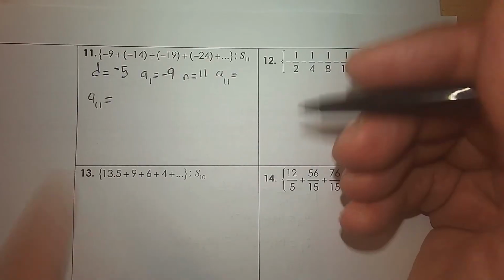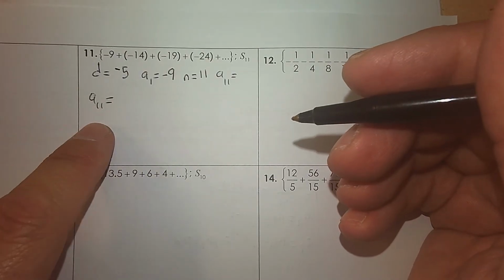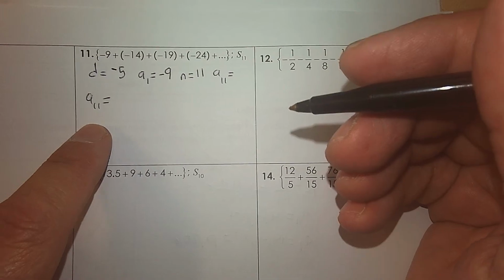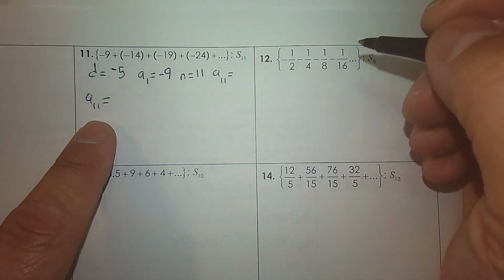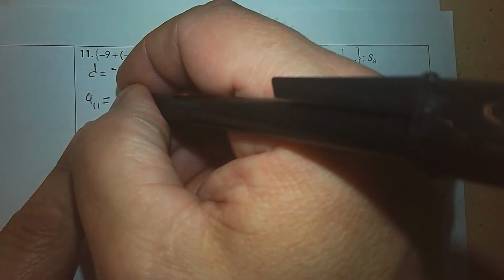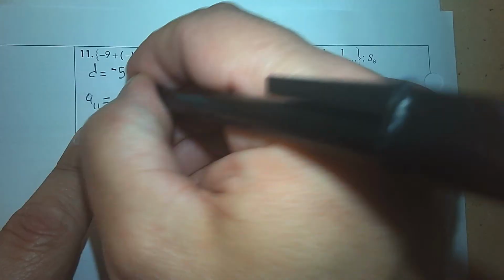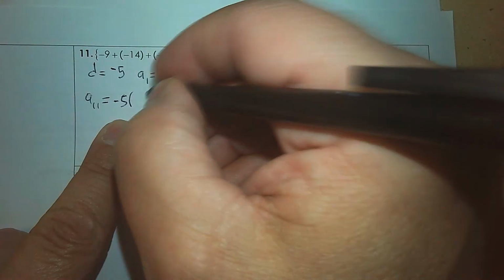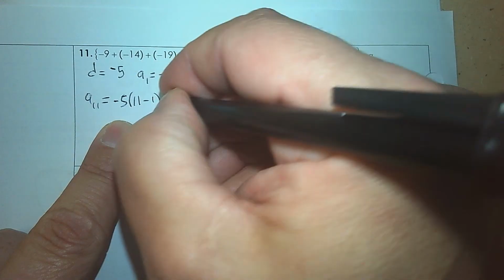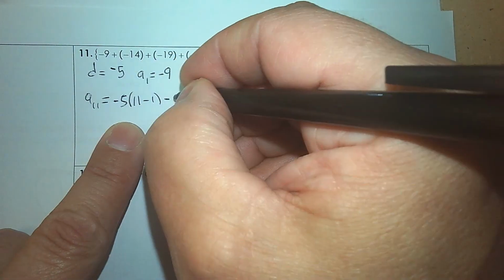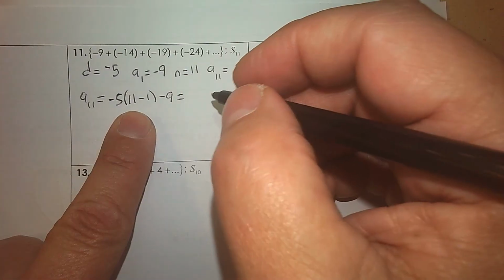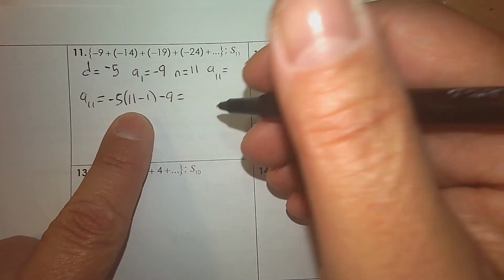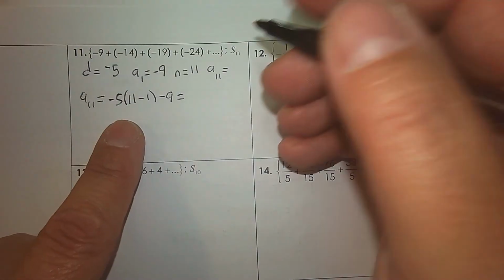Thomas, do you know how to find the 11th term? Or can I help you? Tell me what I should write down. Negative 5. Okay? And 11, close parentheses. Excellent. This is actually not bad to do without a calculator, because 11 take away 1 is 10. So it's negative 50 subtract 9.